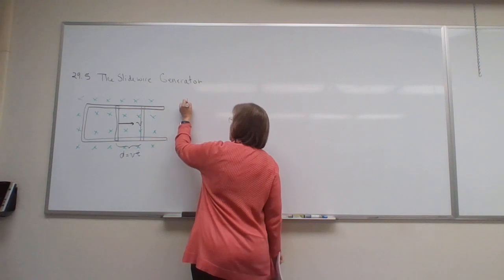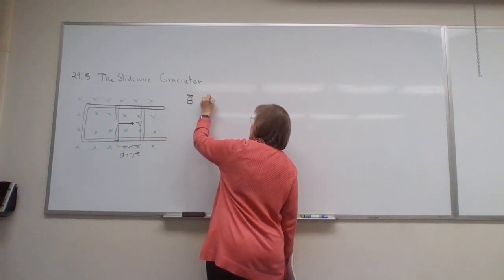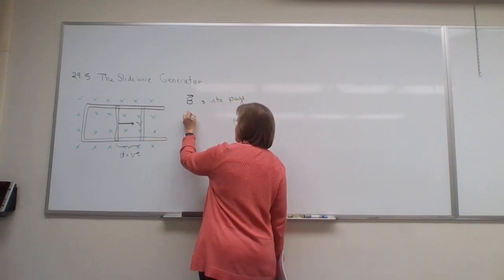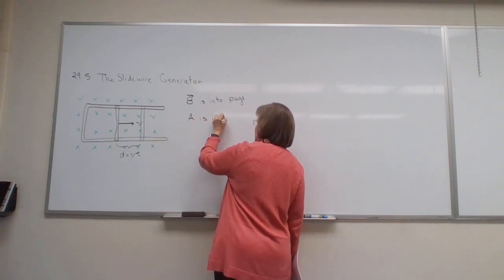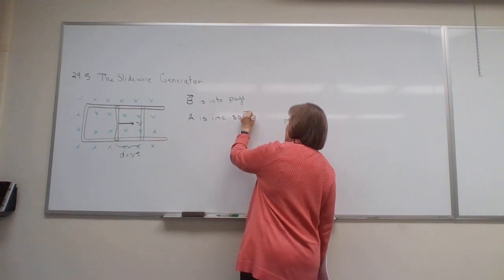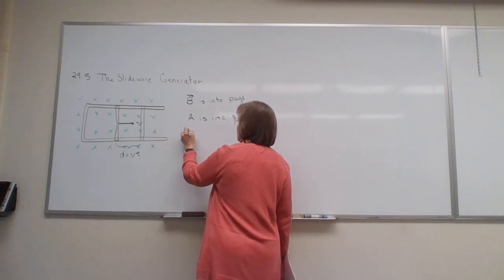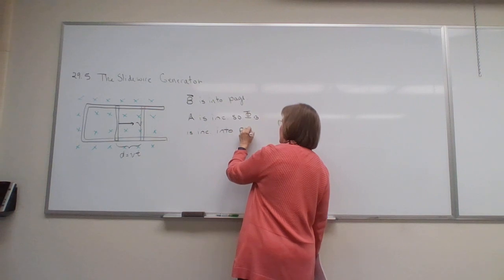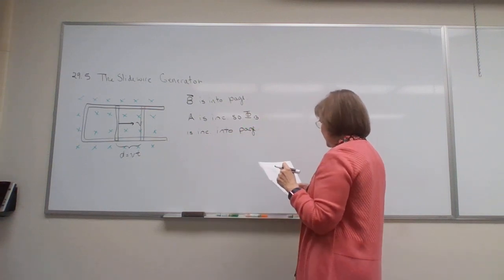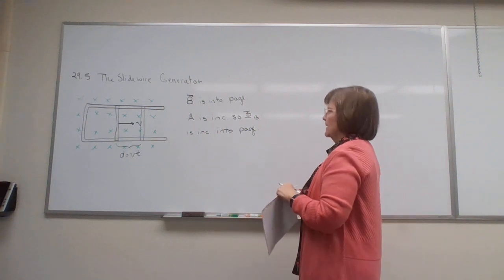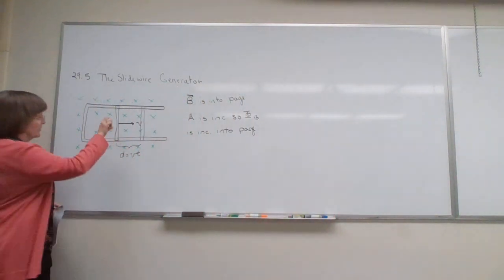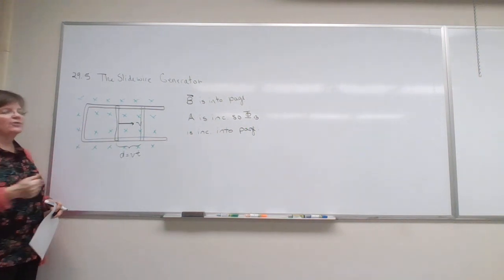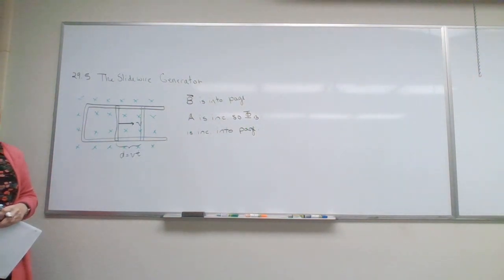We know that B is into the page. We also know that the area is increasing. So that means that the flux is increasing into the page. We have more and more flux passing through. If the magnetic field and the magnetic flux is into the page and it's getting stronger, what direction is the induced magnetic field going to be?